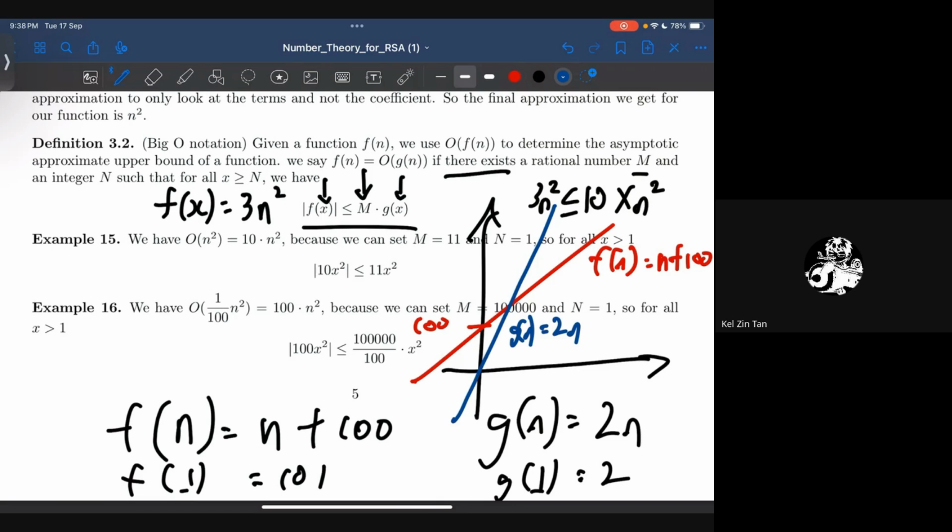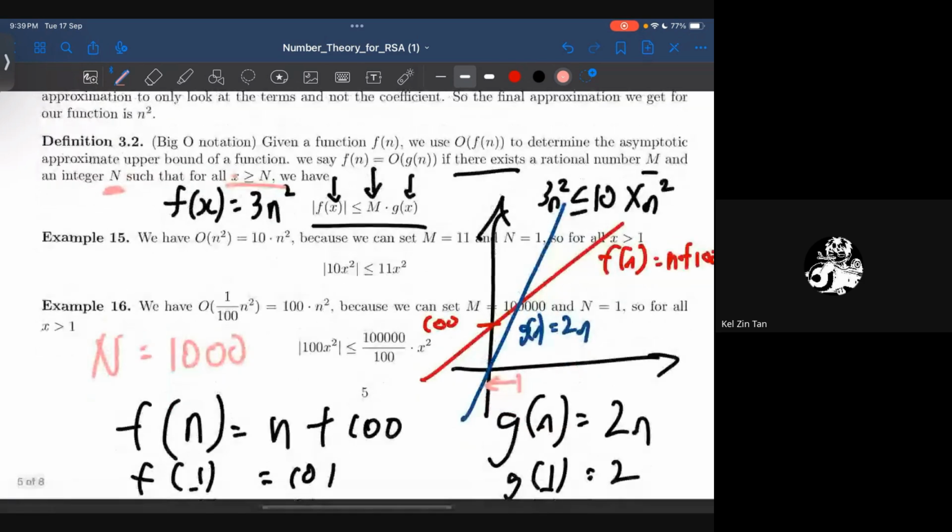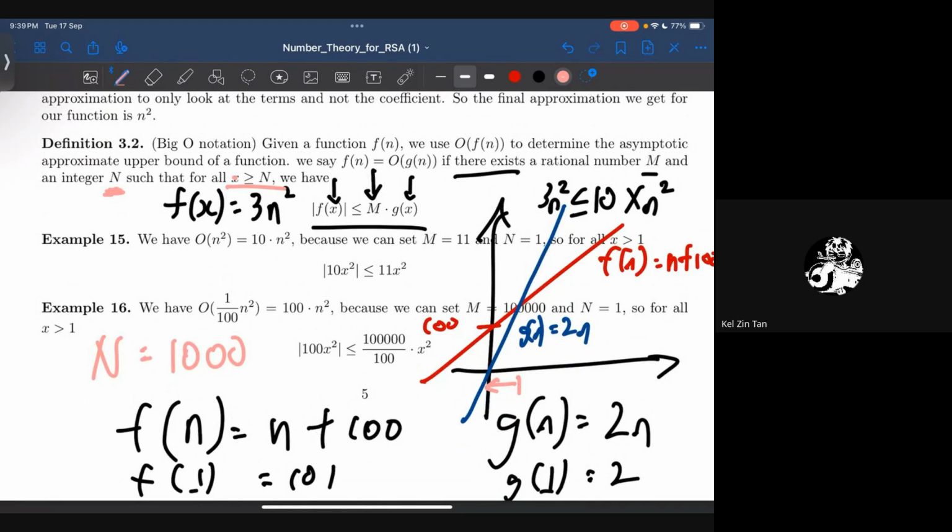So you realize that at this earlier part, Gn is smaller than Fn. But we don't want this to happen, right? So that's why we have this second condition that we only care about large enough n. So we can set an n to be so large that we only want this condition to hold when x is larger than that. For example, in this scenario, we can set n to be 1000. In the case of 1000, G1000 will be 2000 already, and then this will be 1001. So Gn will always be larger than Fn already.